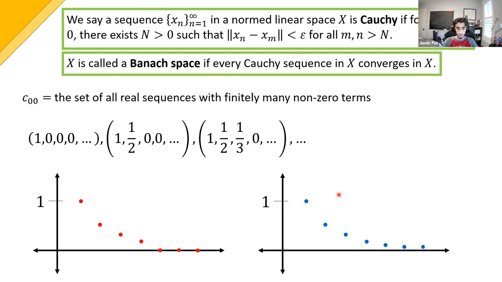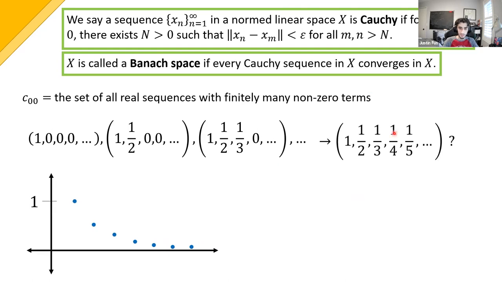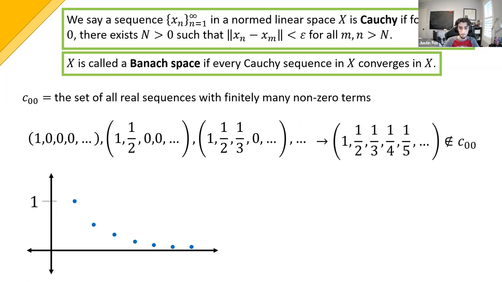So this sequence is Cauchy, but you might notice that the element that they converge to, or appear to converge to, does not have finitely many non-zero terms. So even though each of these terms is in C00, their limit is not in C00. So C00 is an example of a normed linear space under the supernorm, but it is not a Banach space, because we found a Cauchy sequence that doesn't converge in C00. All right, so Banach spaces are quite special because they tell us a lot of info about convergence.